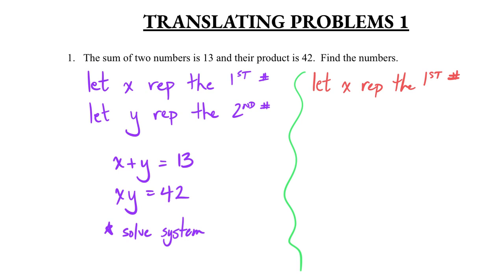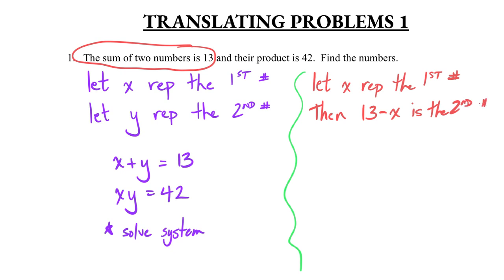Rather than defaulting to, well, then the sum of the two numbers is 13, so let's make the other number y and write x plus y equals 13, I don't want to introduce a second variable. But I can use what I circled in red to write the second number in terms of the first. If the two numbers add to give 13, then if I take the total 13 and subtract the first number, x, that is the second number.